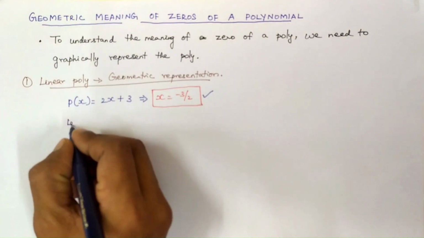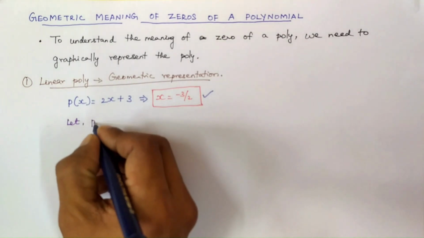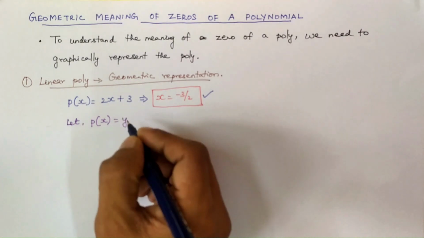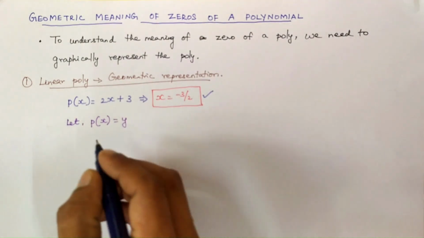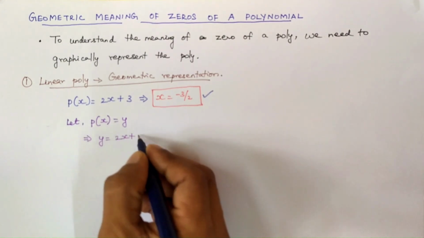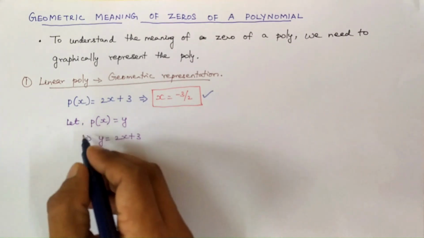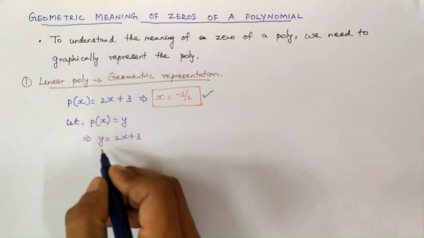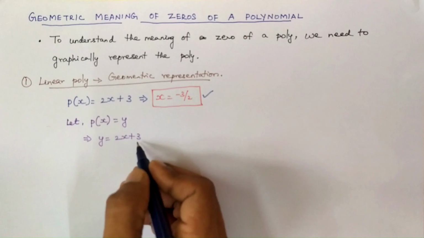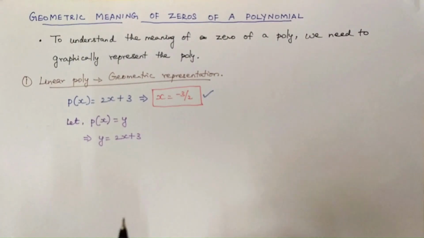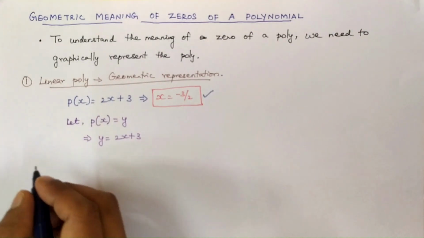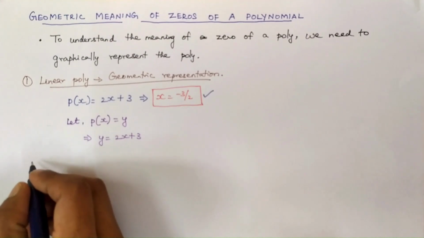So let p of x is equal to y. So I can write y is equal to 2x plus 3, because p of x is equal to y. Y is equal to 2x plus 3, that is the polynomial. Okay, fine. So now let us try to plot the graph of y is equal to 2x plus 3. To plot the graph we need the points.